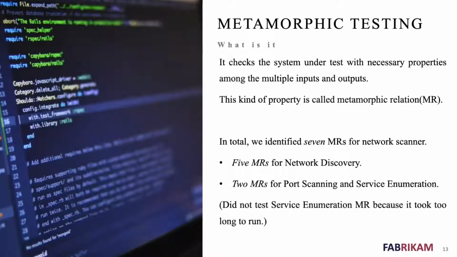Metamorphic testing has been proven effective at alleviating the oracle problem. It checks the system under test with necessary properties among multiple inputs and outputs. This kind of property is called a metamorphic relation. In total, we identified 7 metamorphic relations for network scanners. Among these relations, 5 of them are for network discovery, and 2 of them are for post-scan and service enumeration. We do not test the service enumeration because it took too long to run. So you will see 6 MR results in the later slides.